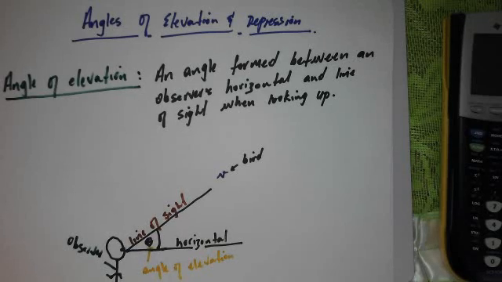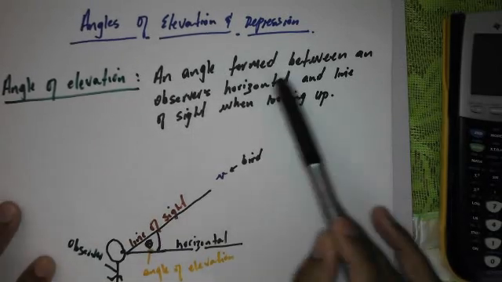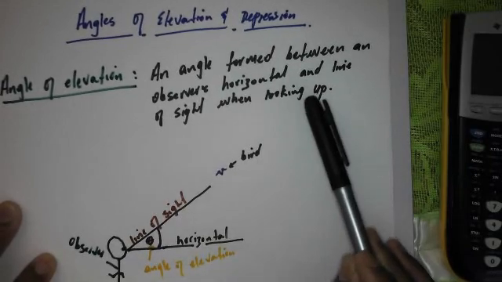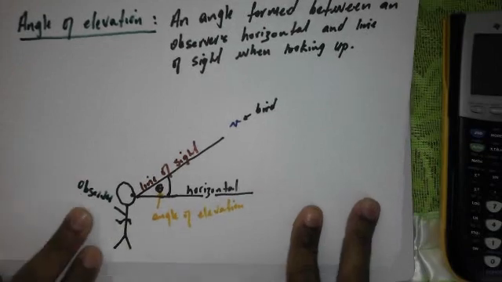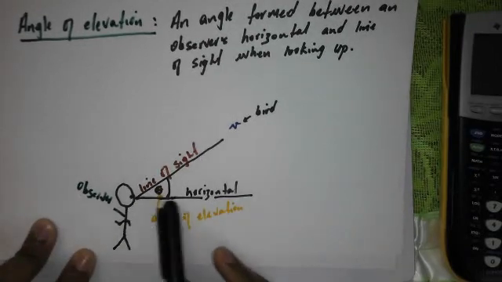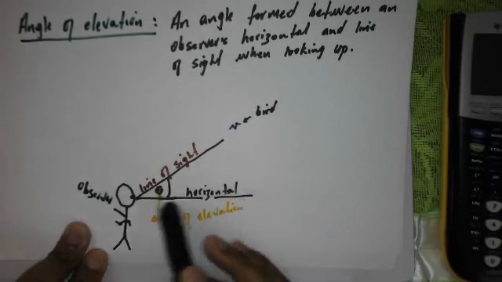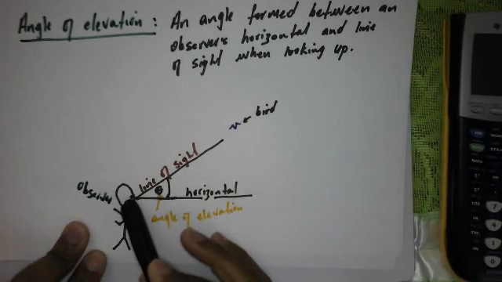This video is about angles of elevation and depression. Angle of elevation is an angle formed between an observer's horizontal and line of sight when looking up. Here's a diagram. The horizontal is an imaginary line that is in line with the observer's eyes.